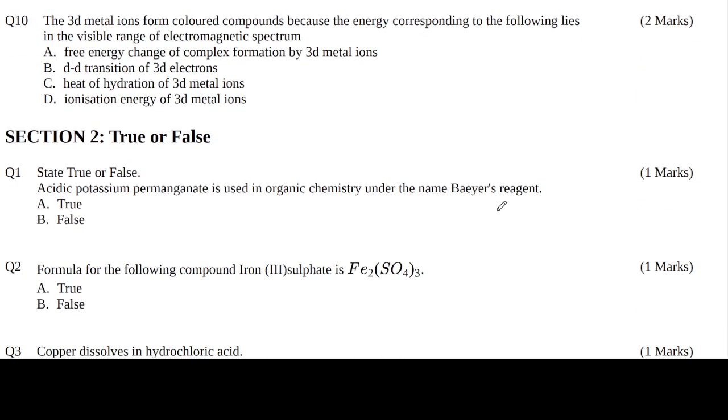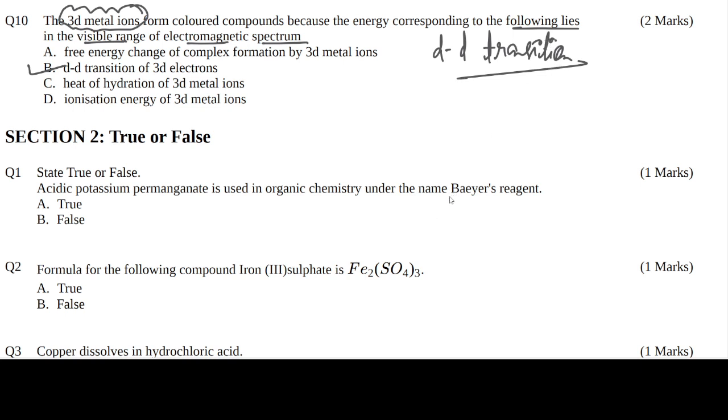Question number 10. The 3d metal ions form colored compounds because the energy corresponding to the following lies in the visible range of the electromagnetic spectrum. And we have these options. You know that the 3d metal ions show colored compounds. So why is this colored compound formed? When they absorb electromagnetic radiation of the visible range, they show the color. But what is the reason? The correct reason is their d-d transitions. You will learn how the d-d transitions take place, and these elements show the color due to the d-d transitions.